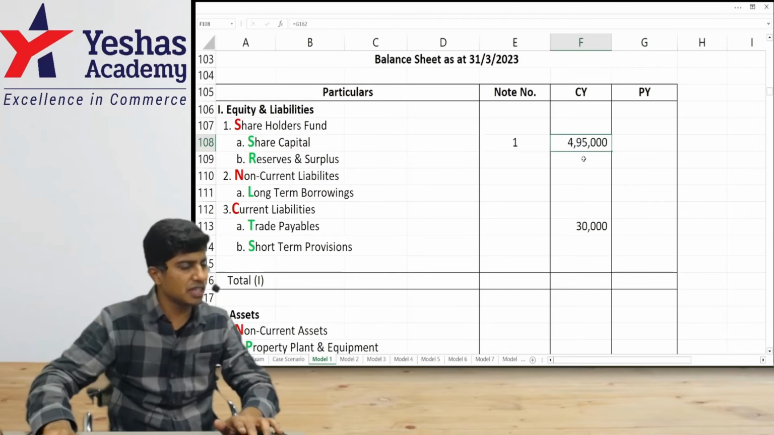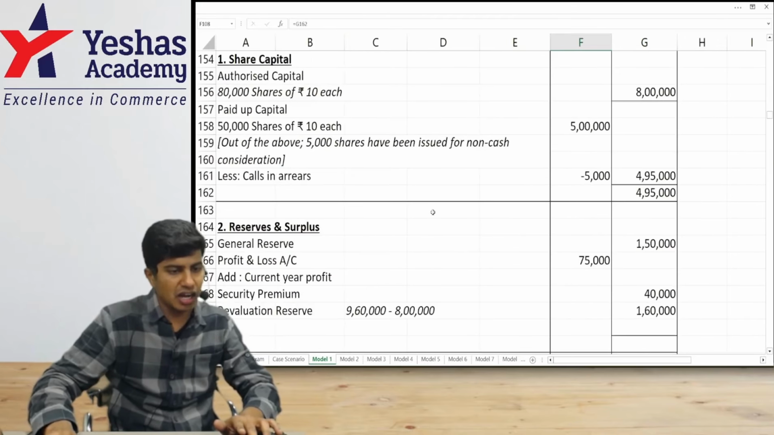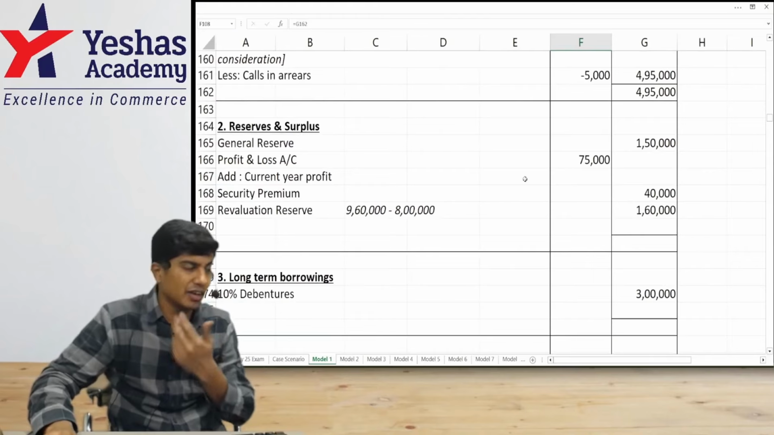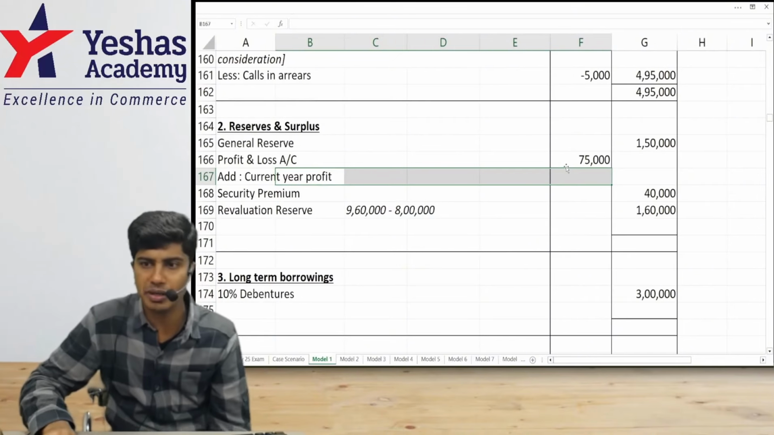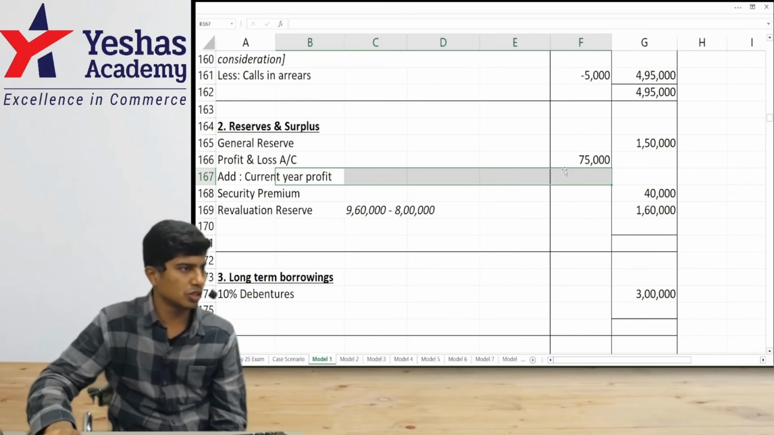Then reserves and surplus. Think, do you have reserves and surplus? Yeah, we do have reserves and surplus. But we cannot close this. Why? I don't know current year from. That I'll get to know only after I finish my plan. Keep this on hold. That's note number two.